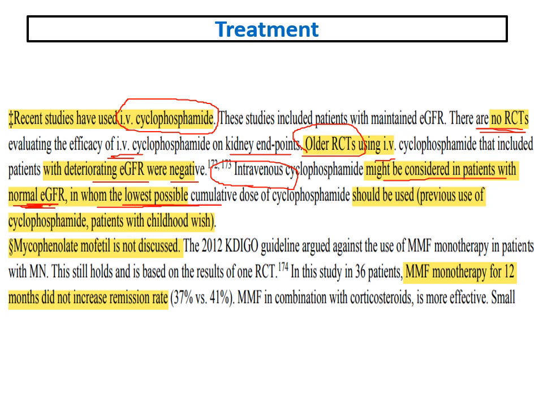Who are these patients? Patients with previous use of cyclophosphamide and patients with a childbearing wish, patients who want to have children. I should preserve the fertility as much as I can, so I need to give the lowest possible dose of cyclophosphamide, and in these patients with normal GFR, I can use IV cyclophosphamide. But in patients with deteriorated GFR, the option is oral cyclophosphamide.